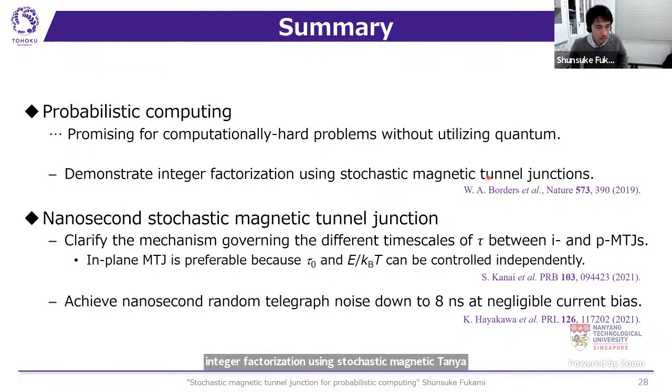After that, I described nanosecond stochastic magnetic tunnel junctions, and we clarified the mechanism governing the different time scales of the relaxation time between in-plane and perpendicular MTJs. The point is that the in-plane MTJ is preferable because the tau zero and delta, or the thermal stability factor E over KBT, can be controlled independently. And we achieved a nanosecond random telegraph noise down to 8 nanoseconds at negligible bias. Okay, so that's all. Thank you for your attention.